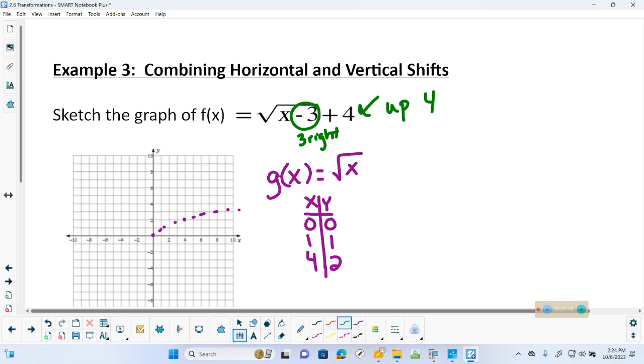So right 3, I'm starting at 0, 0. Right 3, up 4. And then I'm going to do my 1, 1 point, right 3, up 4. And I'm going to do my 4, 2 point, and I'm going to go right 3, up 4. And there is our new shifted graph.